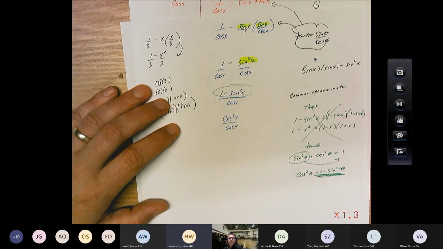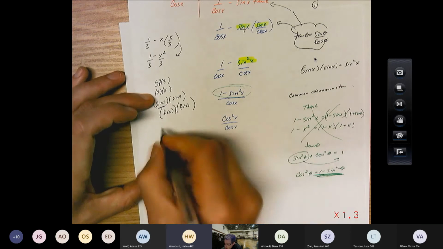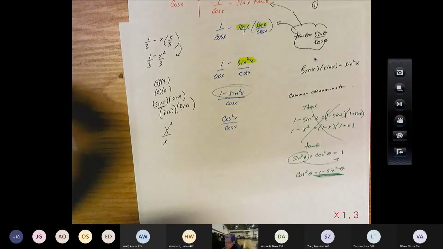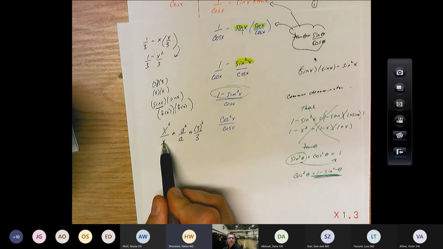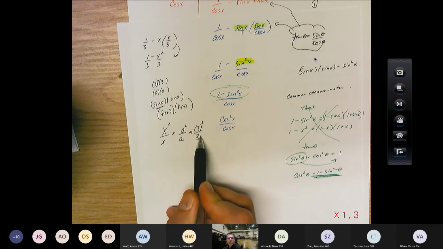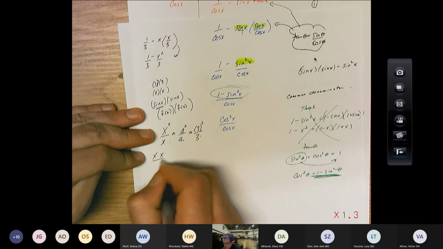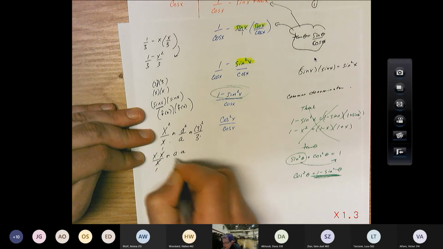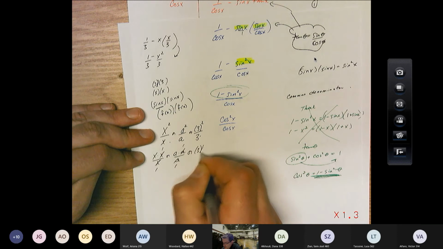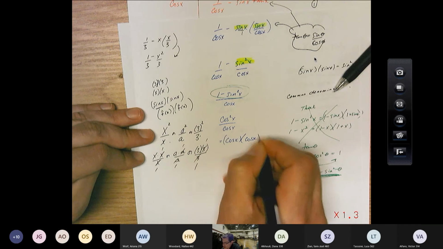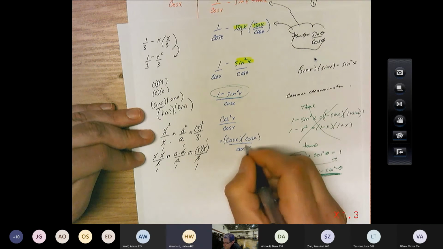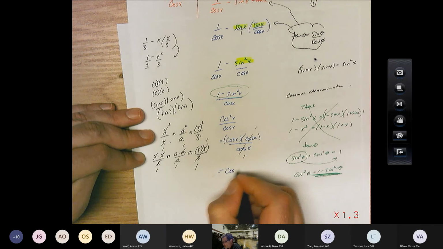Okay. And then do you just expand the cos? Well, yeah. So if you had x squared over x, or a squared over a, or 3 squared divided by 3, what would the answer be? In order, what would this answer be? x. What would this answer be? a. What would this answer be? 3. The reason is because you'd have x times x over x and they'd reduce, a times a over a and they'd reduce, 3 times 3 over 3 and they'd reduce. So guess what you have, child? You have cos x times cos x over cos x. And they reduce. Child, you just solved it.